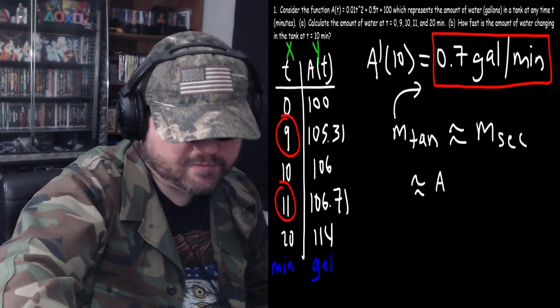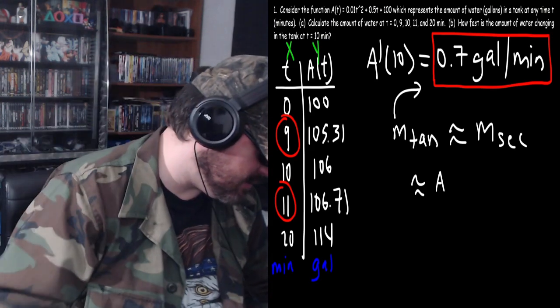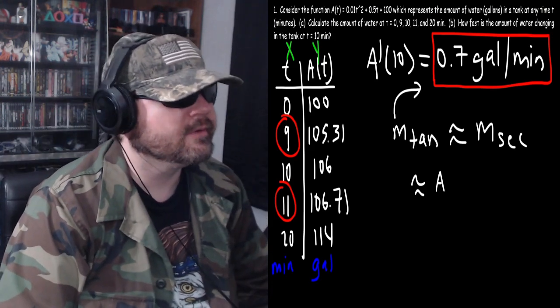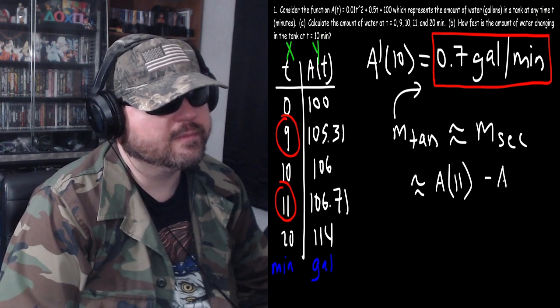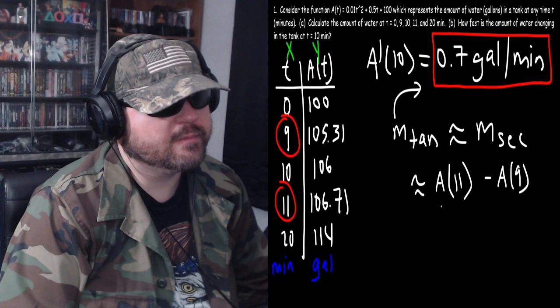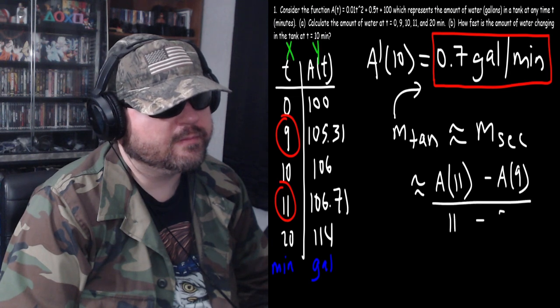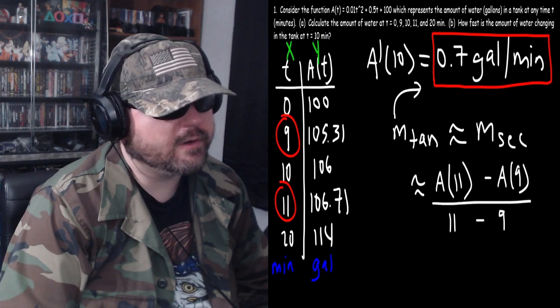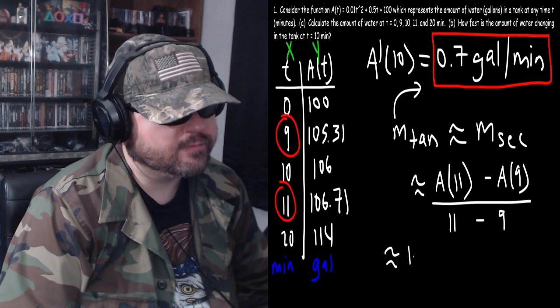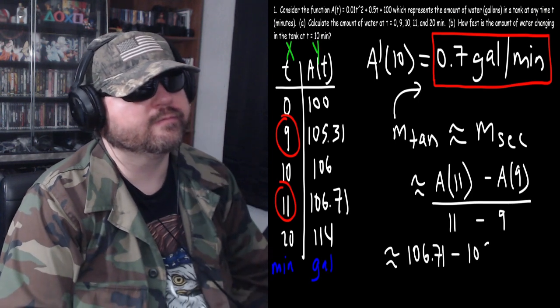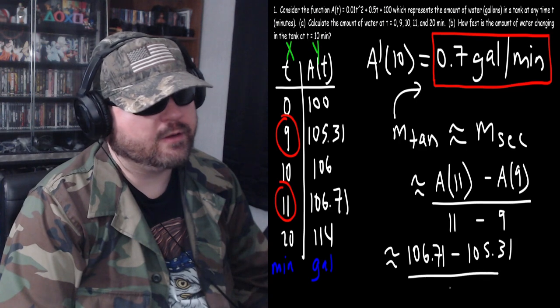So t would be along the x-axis, or t values would be along the x-axis, and the water amounts would be along the y-axis. So A of 11 is a y value, and the same is true for A of 9. 11 and 9, those are x values, the t values. So at 11, it's 106.71. And at 9, it's 105.31. 11 minus 9 is 2.